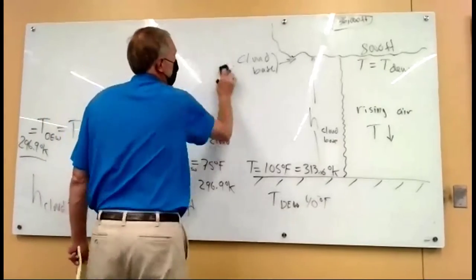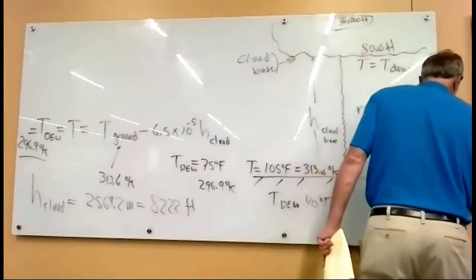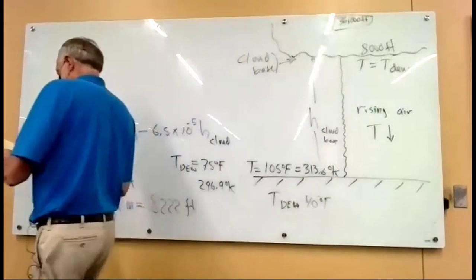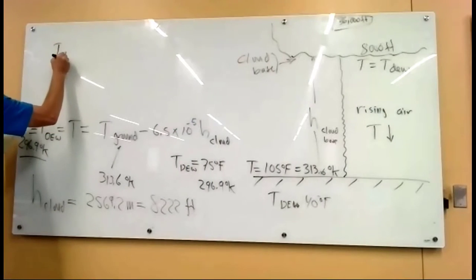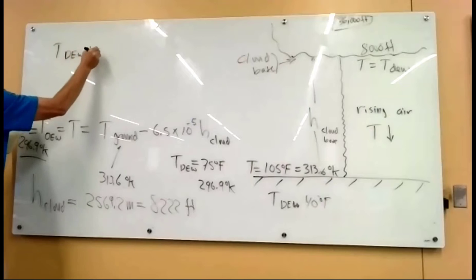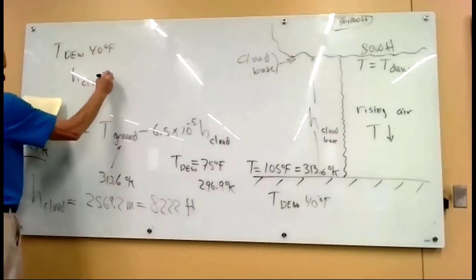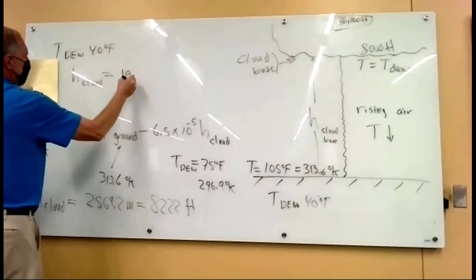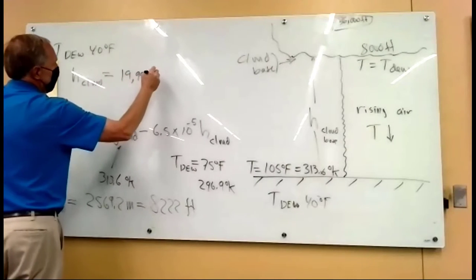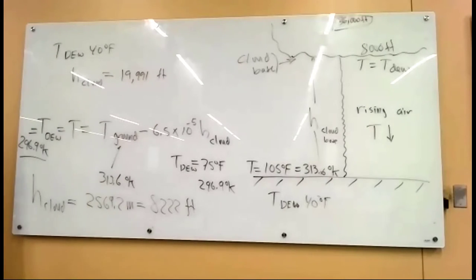let's write that up here. So if the dew point is 40 degrees F, then the cloud base is 19,991 feet. The cloud does not form until much higher in the atmosphere, has less room to develop before it hits the tropopause, the top of the troposphere, and so you don't get a big cloud, the big thunderhead in the severe weather.